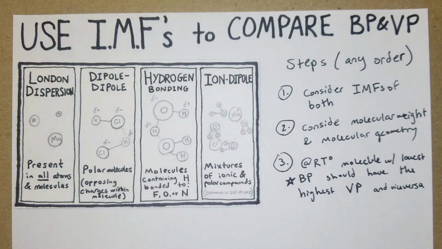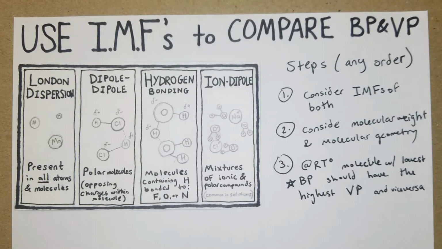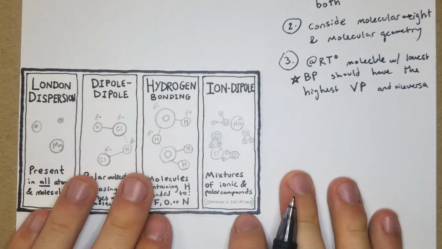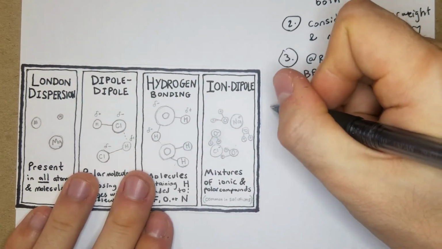Oftentimes you can be asked, on the same set of problems or even in the same problem, which of these two has the higher boiling point, which one has the lower boiling point, or which one has the higher vaporization point, or whatever. Essentially, if you can find one of those things, you can find all of them by association. We're going to go a little bit further into this, but I'll scoot this down and we'll start off.